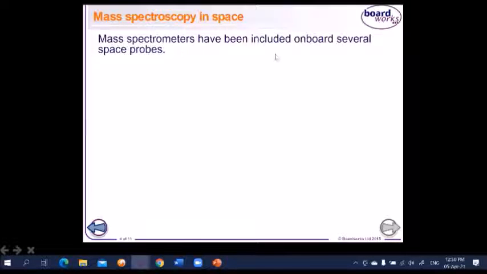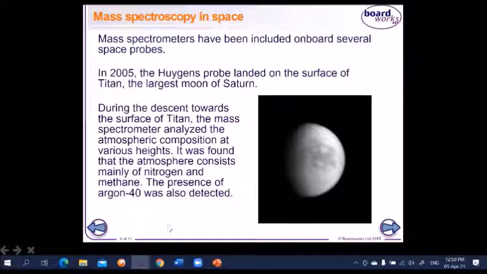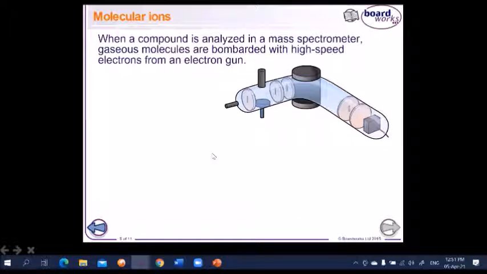Now, mass spectrometers have been included on board several space probes. In 2005, we had something land on the surface of Titan, a moon of Saturn. That's not really what you need to care about, but for your information, during the descent towards the surface of that moon, the mass spectrometer analyzed the atmospheric composition at different heights, and it was found that the atmosphere consists mainly of nitrogen and methane, CH4. They also detected argon-40. Very interesting. Anyway, here we go.